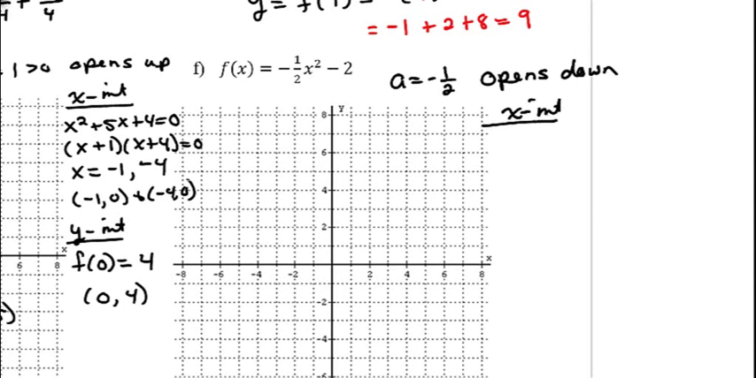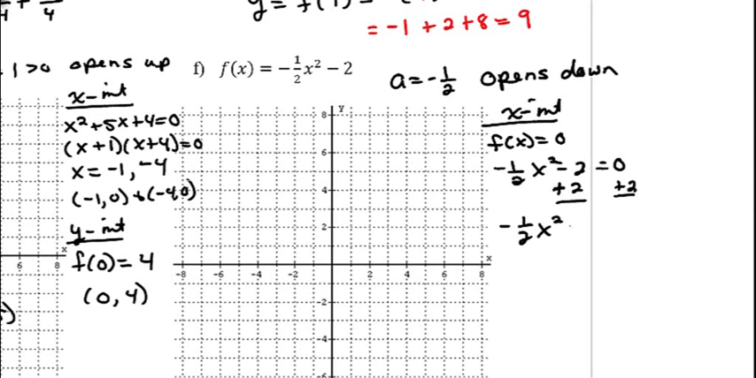We want to find our x-intercepts, and to find x-intercepts we set our function equal to 0, so negative 1/2 x squared minus 2 equals 0. This one I'm not going to try to factor because I have this x squared term but no x term, and so that means that I can add this 2 to both sides of the equation, and it'll give me negative 1/2 x squared equals 2, and then multiply both sides by negative 2.